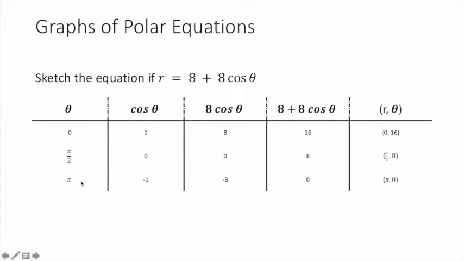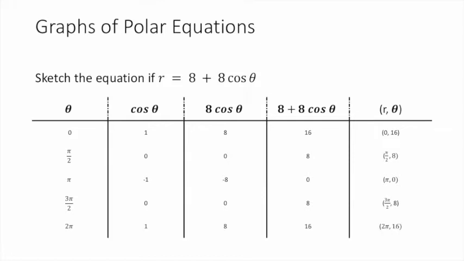Next, I will use pi. Cos pi is minus 1. 8 times minus 1 is minus 8. 8 plus minus 8 is 0. So the final point is (pi, 0). Next, I will use 3 pi divided by 2. Cos of 3 pi divided by 2 is 0. 8 times 0 is 0. 8 plus 0 is 8. So the final point is (3pi/2, 8).